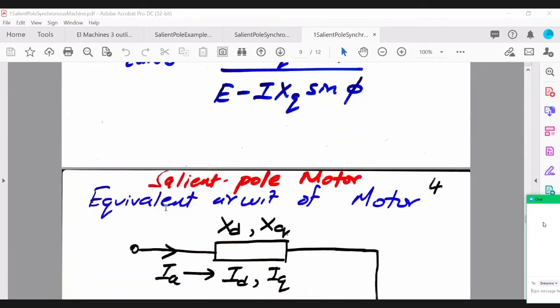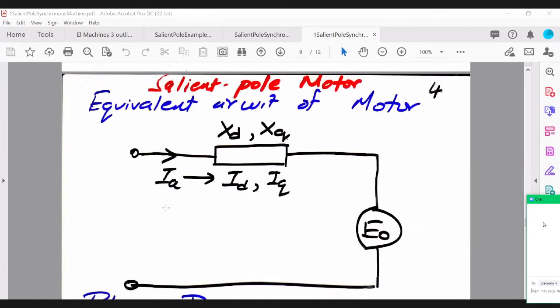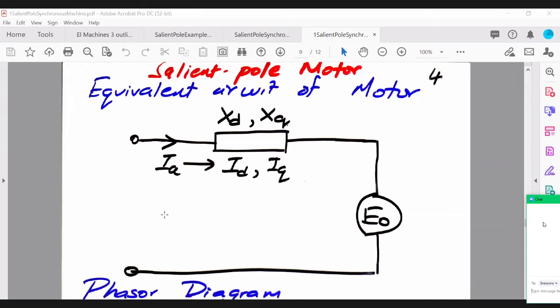Right, so moving on, I'm going to move to the next mode of operation of the salient pole machine. So we're going to reverse the equivalent circuit now so that the machine is operating as a motor, right? So instead of generating a certain voltage, now we're going to apply a certain voltage to the terminal, and it will absorb certain current to basically convert now electrical energy into mechanical energy.